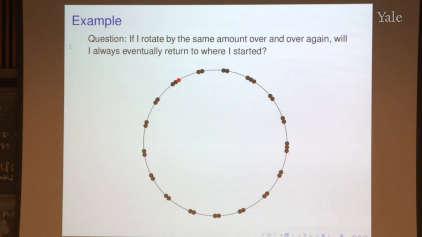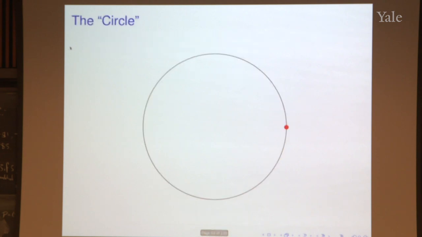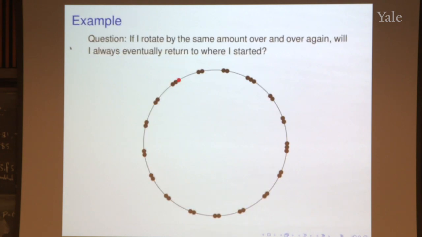So the question that we have now is, we don't know what happens with this system, but seeing as we saw that it met back up with itself the first two times, we might conjecture that if I rotate by the same amount, over and over again, will I always return to where I started at some point? Will I always eventually return to where I started, maybe after making many, many loops around the circle?